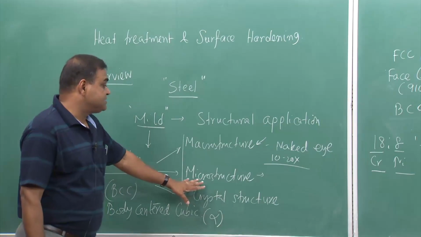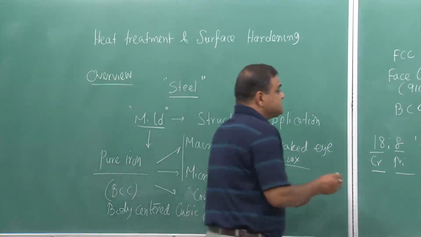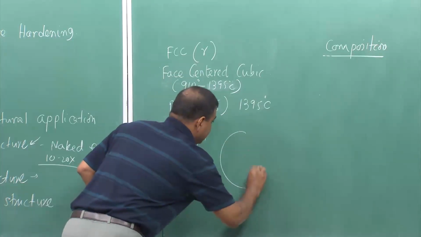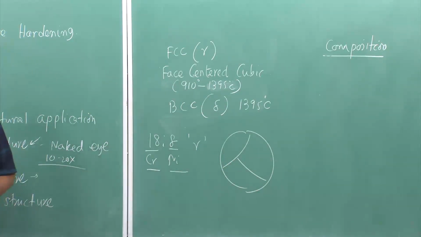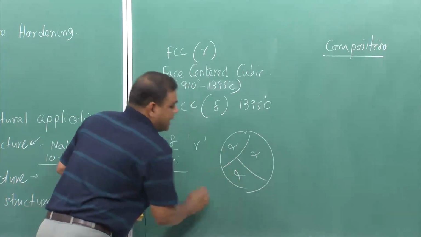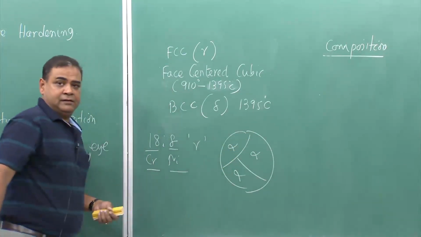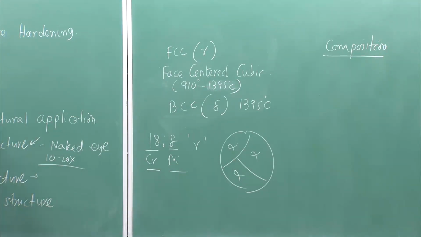Now, if we try to see the microstructure in case of pure iron, if we consider BCC, the microstructure contains something like this, which are the grains of alpha, and these are grain boundaries. So, this kind of structure we would see if we look under a microscope.